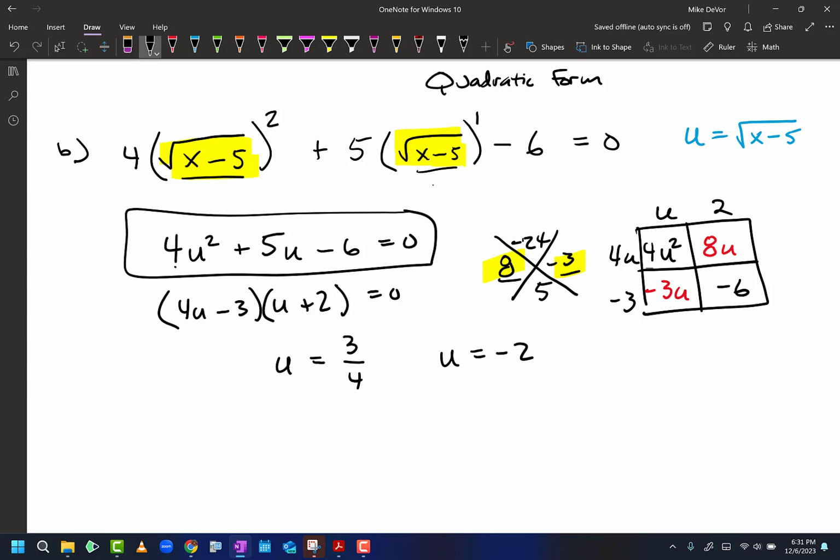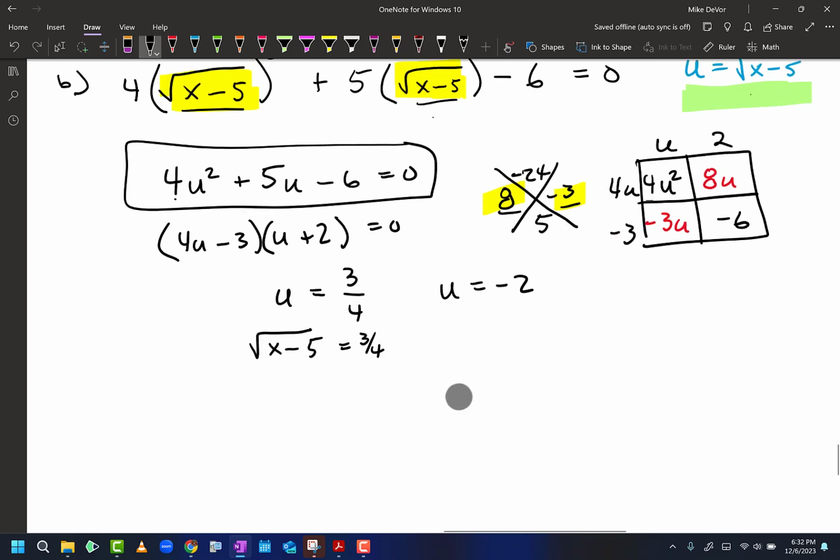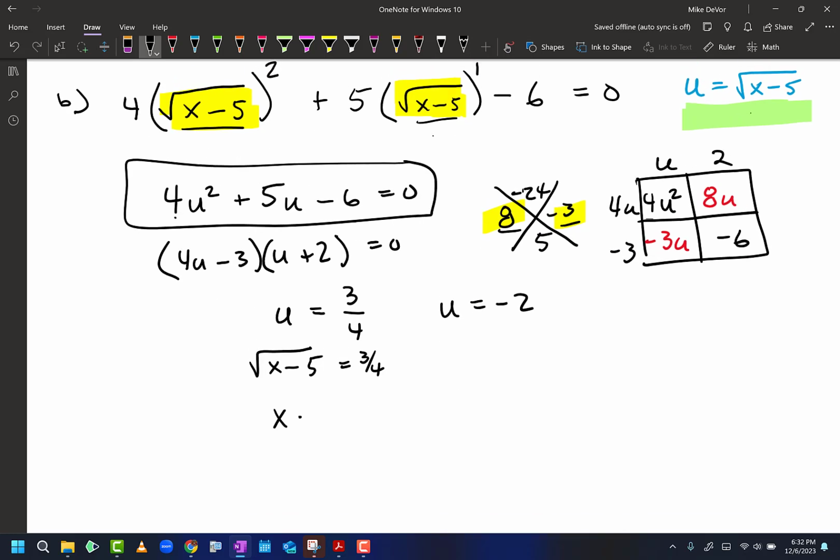At this point now, here's where we come back to this substitution. So if the solution to this equation is u is 3 over 4, then as I come back, because we want what x is, right? So now I'm going to do this, x minus 5 is equal to 3 over 4. We square both sides, so that's going to be 9 over 16. And so then x is going to be 9 over 16 plus 5. So 5 is 80 over 16.